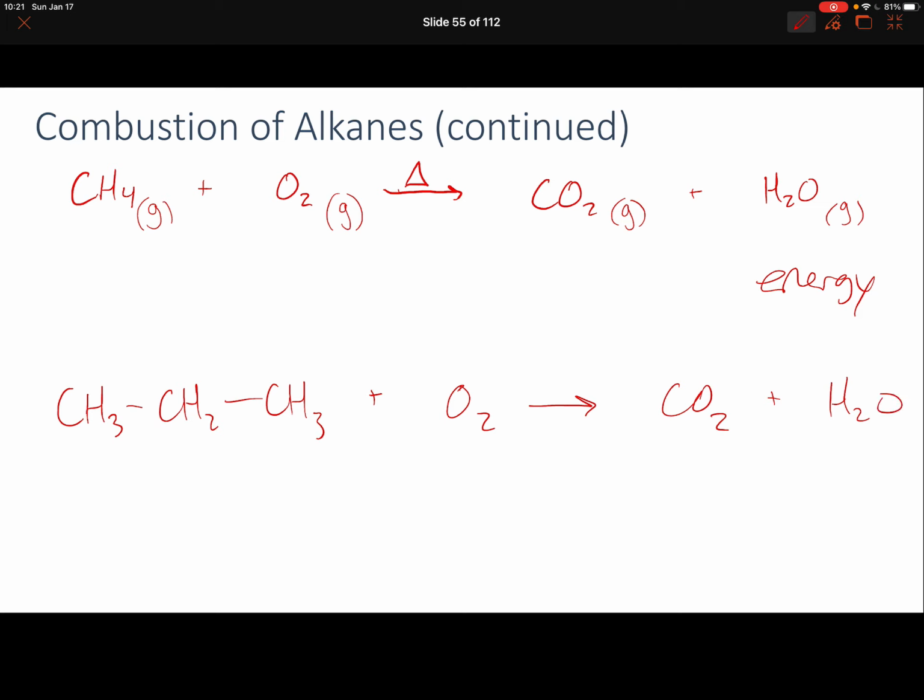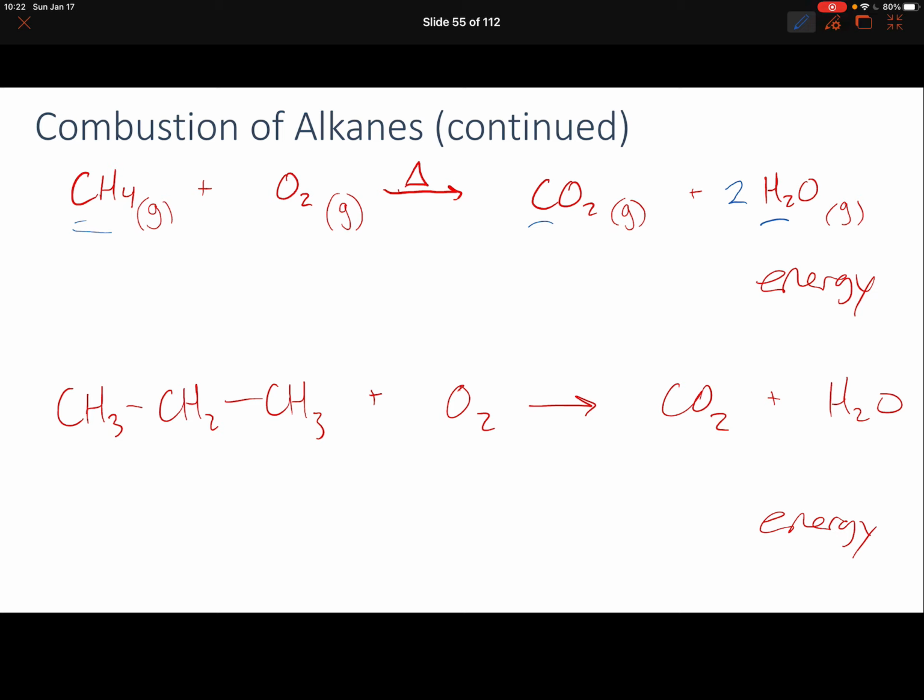But balancing is making sure the number of atoms are the same all the way around. So let's do methane first. We've got one carbon atom in methane. There's one carbon atom in carbon dioxide. That works out. There's 2 hydrogen atoms in water, but there were 4 hydrogen atoms in methane. So right off the bat, we're going to need 2 water molecules to form so that we know where all of our hydrogens went.